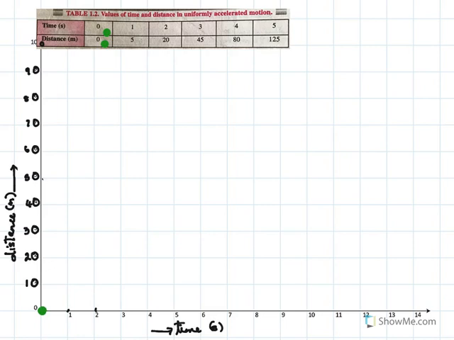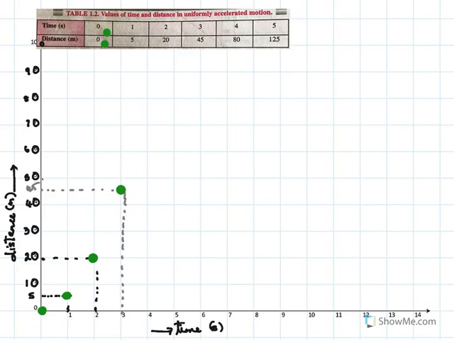So we said at 0 is 0, we marked here, and then at 1 it is 5. 5 will be somewhere here in between 0 and 10, so it will be at this point here. Then at 2 it is 20, so the point will be here. Then at 3 it is 45. 45 will be between 40 and 50 here, so the point will be here now.